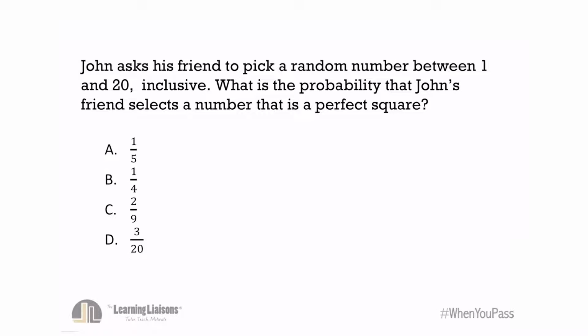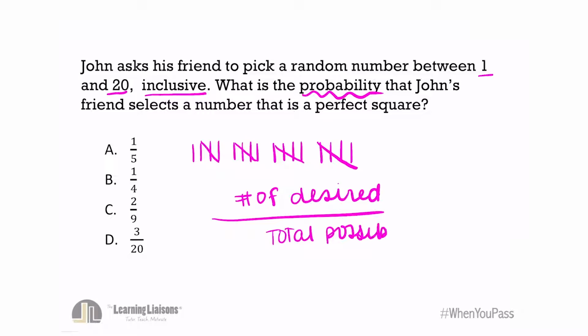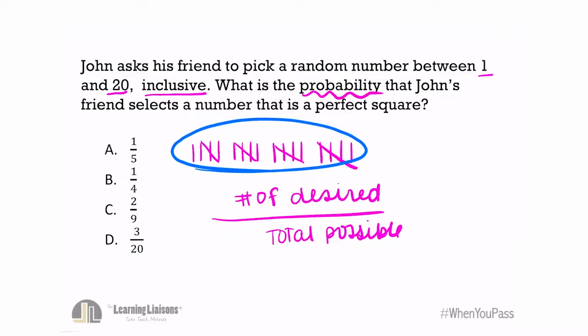The first thing that we have to understand is that inclusive means that we are including the number 1 and 20. So if we count the number of numbers between 1 and 20, we have 1, 2, 3, 4, 5, 6, 7, 8, 9, 10, 11, 12, 13, 14, 15, 16, 17, 18, 19, 20. We have 20 numbers. So when we're looking at a probability, we want the number of desired outcomes on the top, and we want the total possible on the bottom. That said, we know we have 20 total possible outcomes because there are 20 numbers.